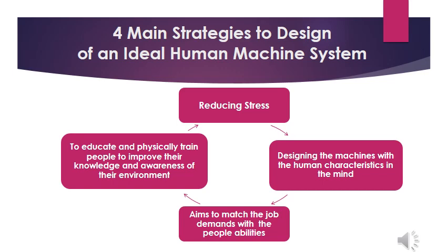Okay, the last strategy, the fourth strategy, is to educate and physically train people to improve their knowledge and awareness of their environment by proper motor learning, which is a set of learning associated with practice and experiences that leads to relatively permanent changes in the capabilities or skill performance.